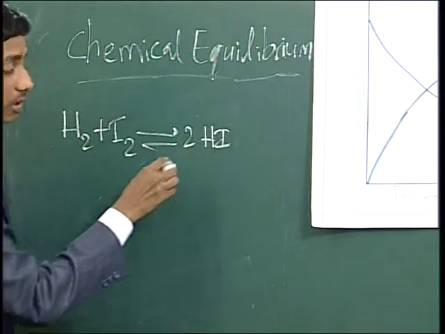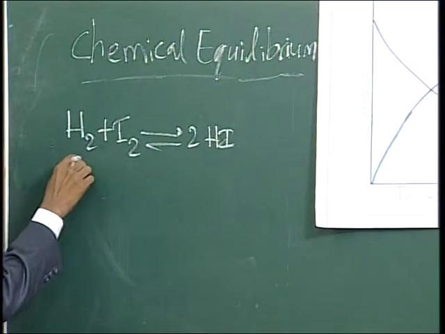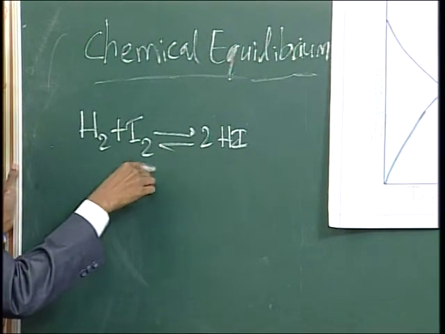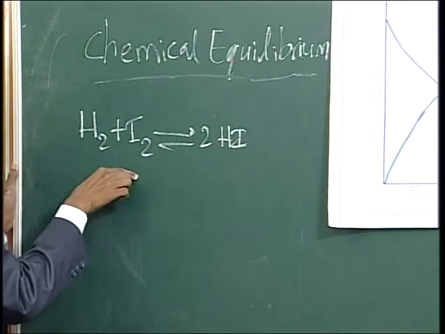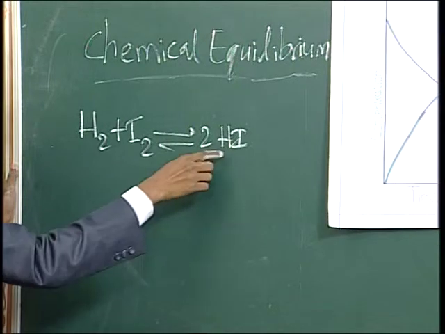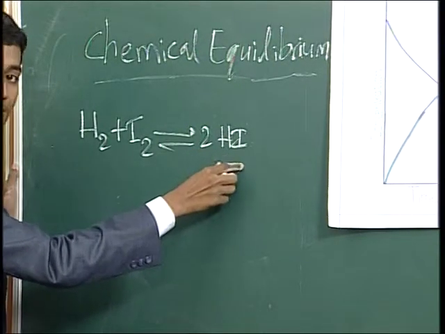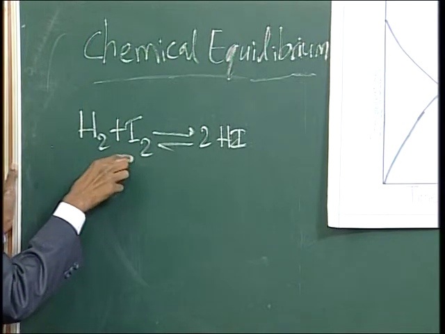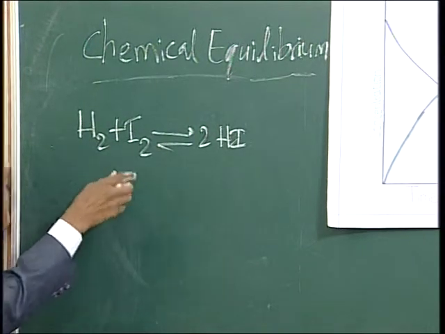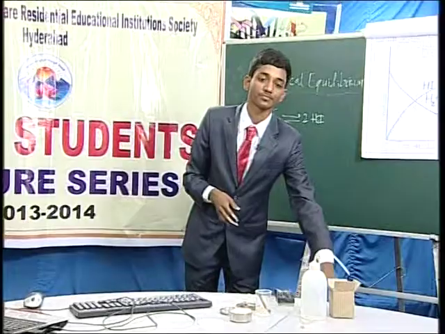Here also the concentration of the hydrogen and iodine decreases and forms the hydrogen iodide, and if we consider this reaction in the reverse direction, the concentration of the hydrogen iodide decreases and the concentration of the hydrogen and iodine increases, and this can be shown by a graph, and this can reach equilibrium in either direction.